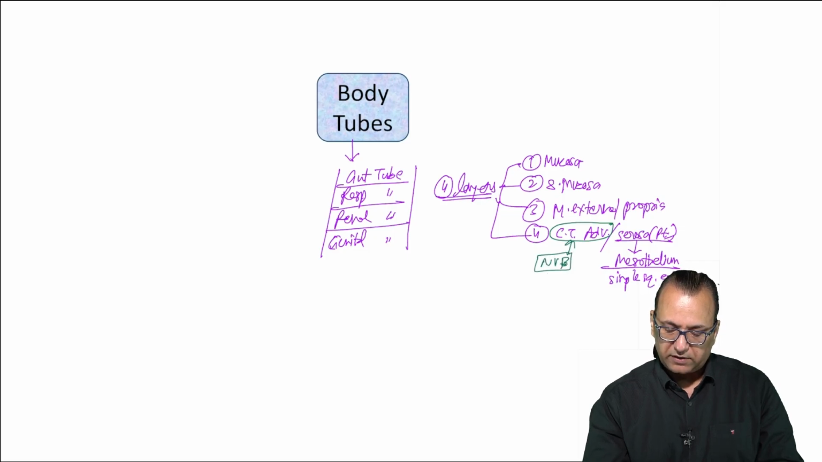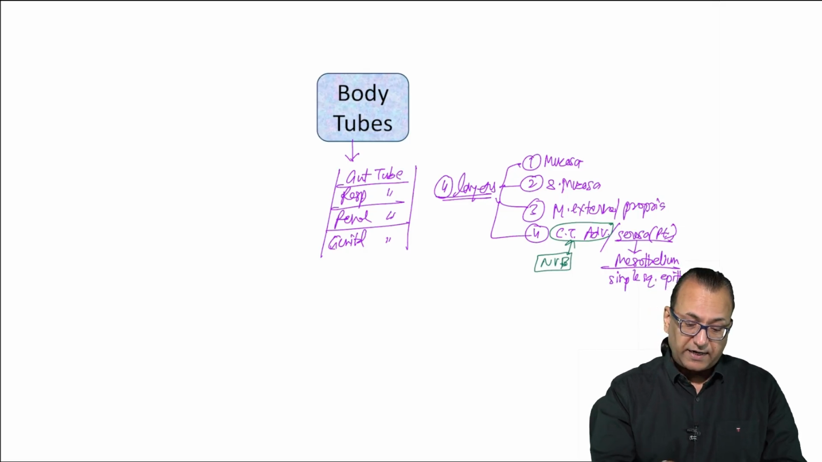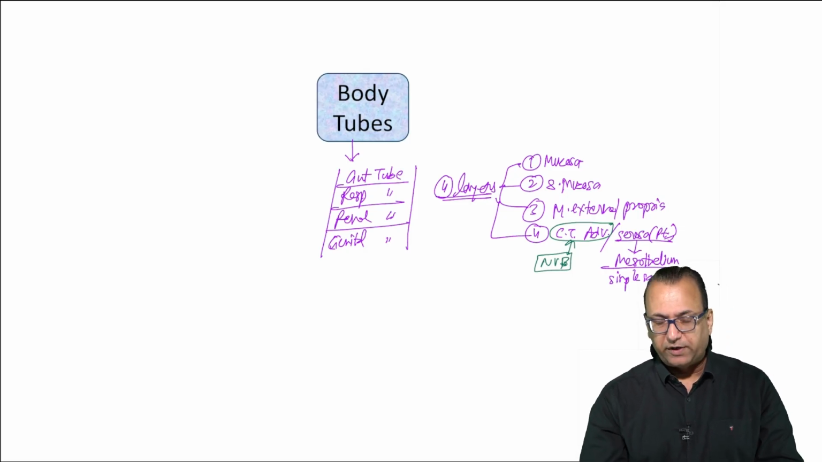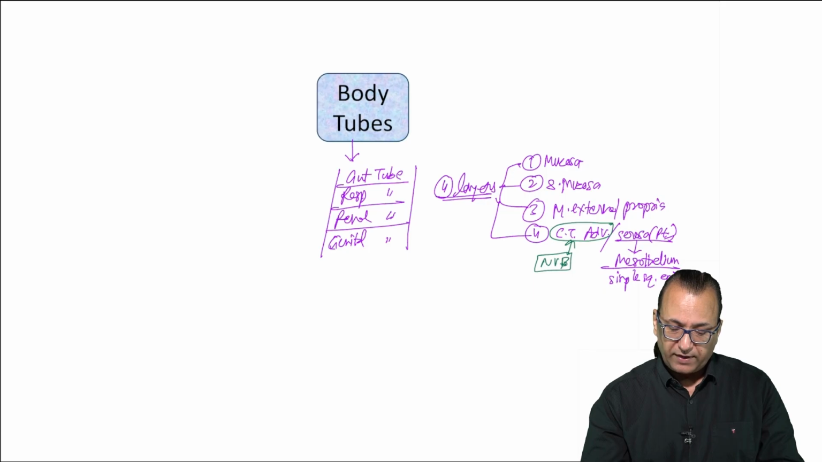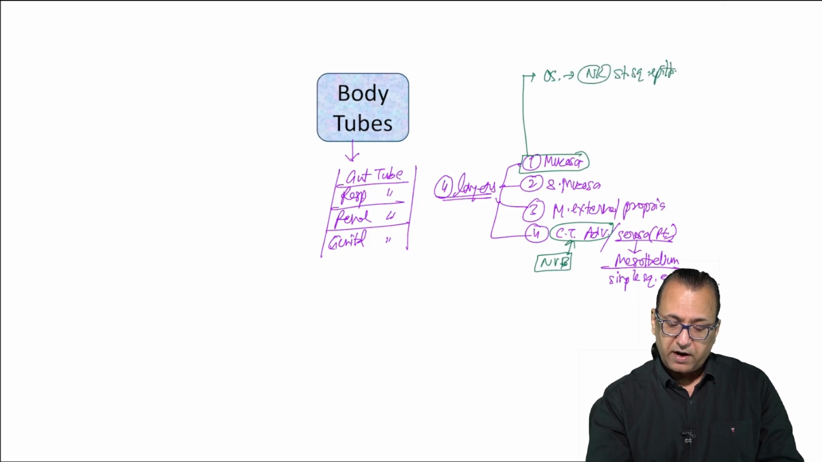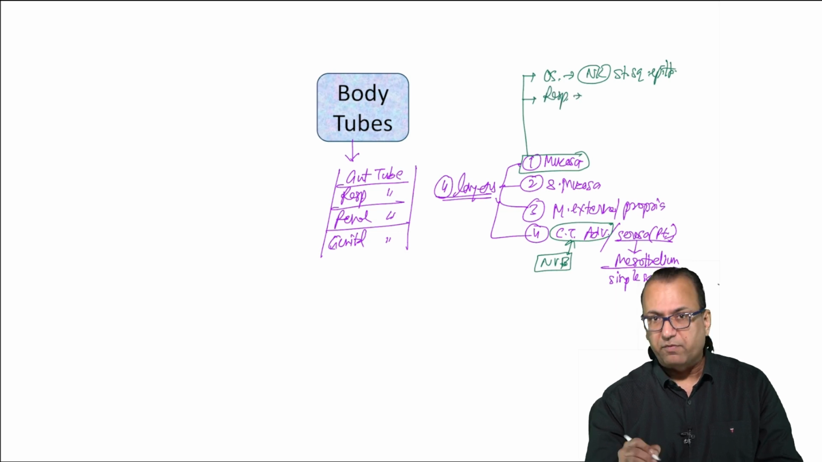What is the importance of that? Because questions come on that. Now, there can be modification according to the location. Say for example, if we are talking about the mucosa in the gut tube, say esophagus, it will be non-keratinized stratified squamous epithelium. But if you are looking at the respiratory tube, then you will find that it will be for mucociliary clearance. So pseudostratified ciliated columnar epithelium with goblet cells.